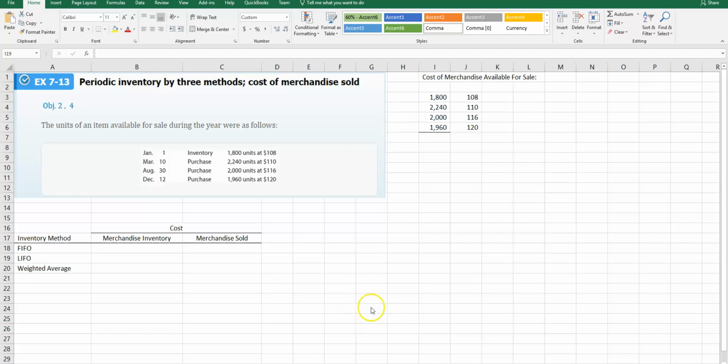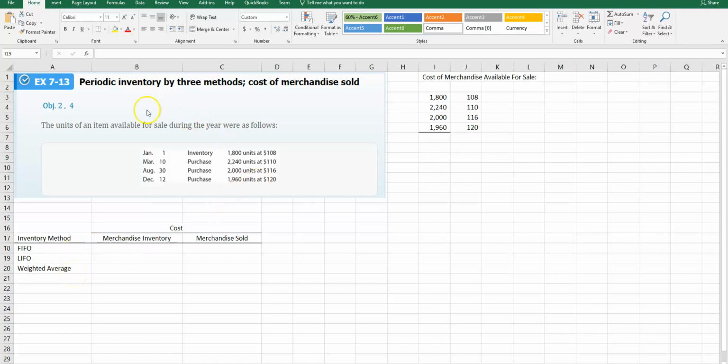Today we're going to have a little bit of fun calculating inventory costs using the periodic method here. And ultimately, this is what we want to know. We want to know what is the cost of our merchandise inventory under FIFO, LIFO, and weighted average, and what is the cost of the merchandise sold under FIFO, LIFO, and weighted average.